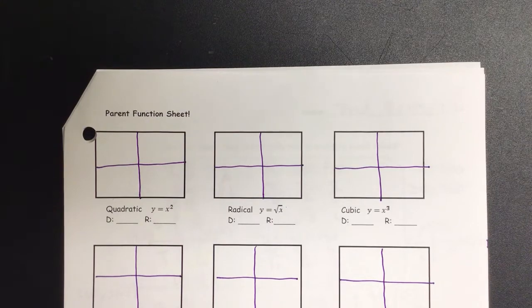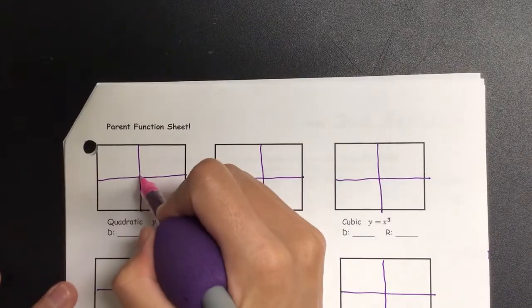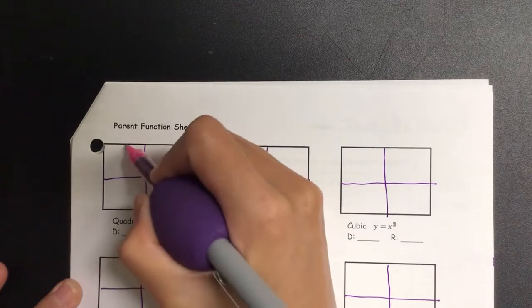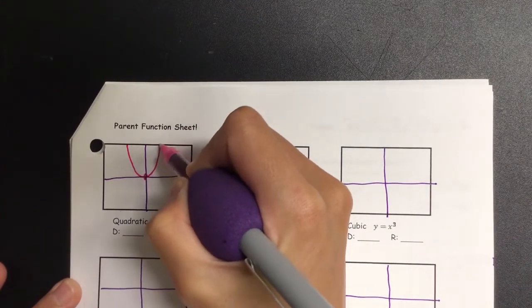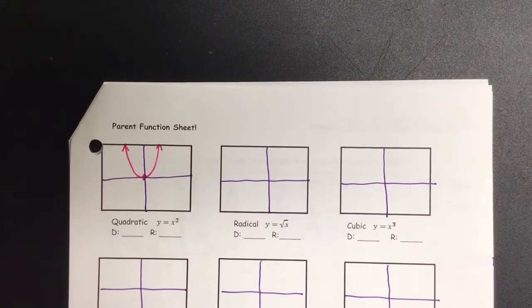So quadratic makes a U shape through the origin. So here's my origin, and there's my quadratic. And we're only sketching. So if you're thinking, hey, it's kind of like stretched vertically or horizontally, it's okay.